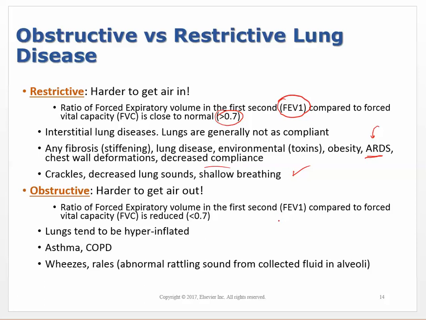So the amount that you can push out in the first second versus the amount overall, you're not going to get as much out in that first second. Okay, it's going to take you longer to get that air out. Okay, so if you can't get the air out, well, this one kind of makes sense then.